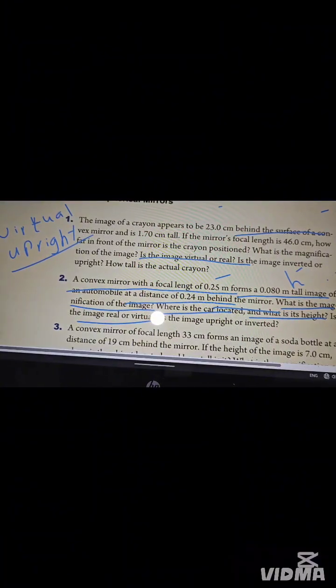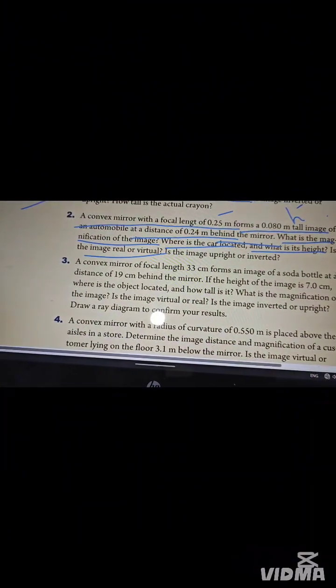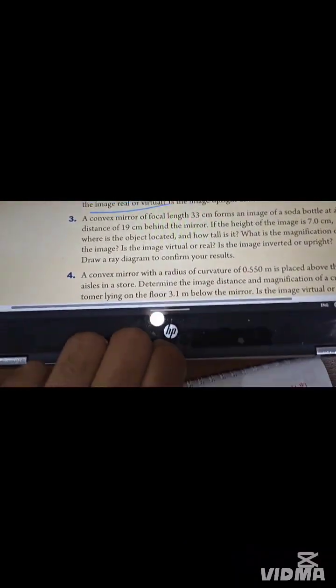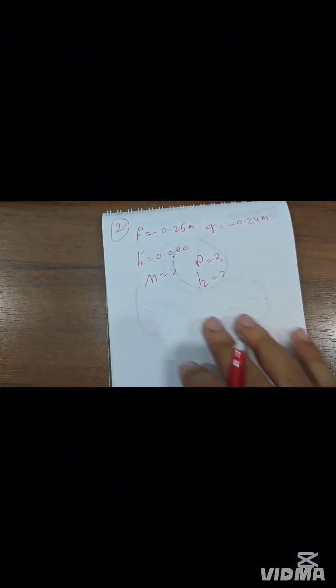So another question, question 2. We said question 1 was virtual and upright. Now question 2 asks, what's the height, is the image real or virtual, and is the image upright? Then look. This is the question 2 answer.